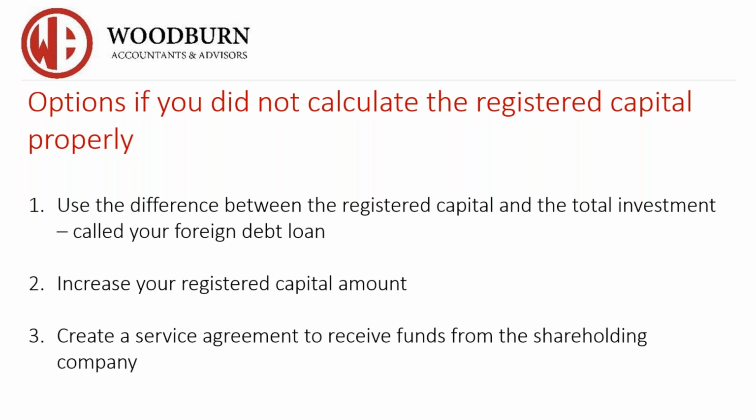And then the overseas entity pays money in. Okay, but remember, there's no way of getting that money back out. It's not like you can go through a dividends process or anything like this. Okay, so please keep that in mind in terms of how to get more money in. Are these 3 options. It's getting your foreign debt loan, increasing your registered capital, or creating these, what I call, again, emergency service agreements just to get funds in. Okay.